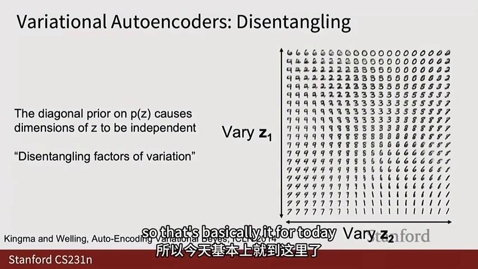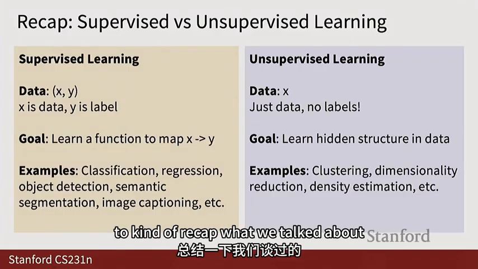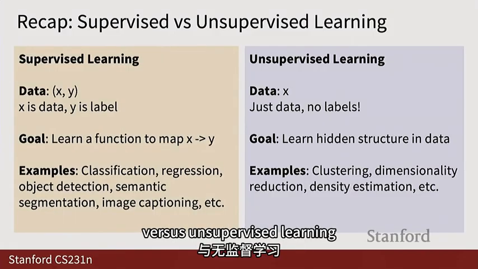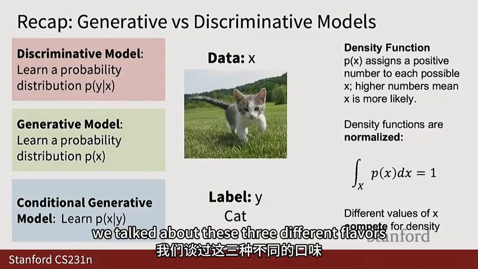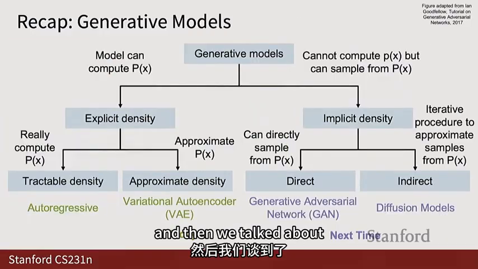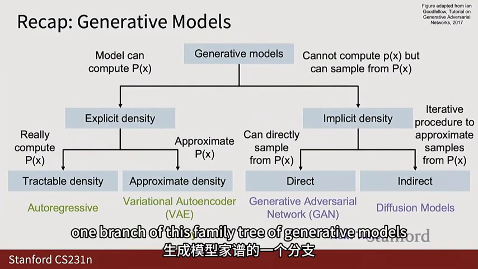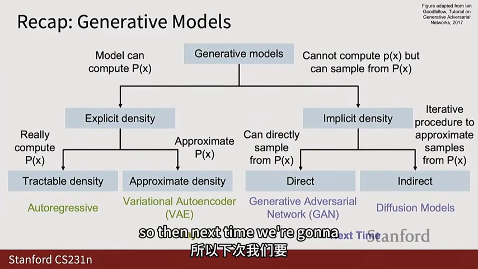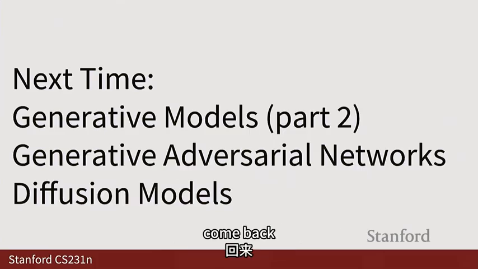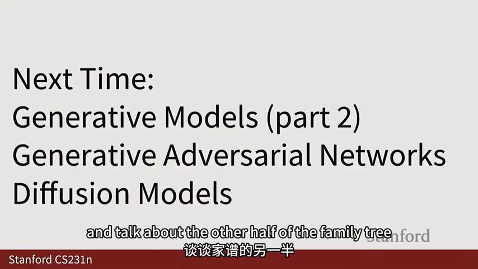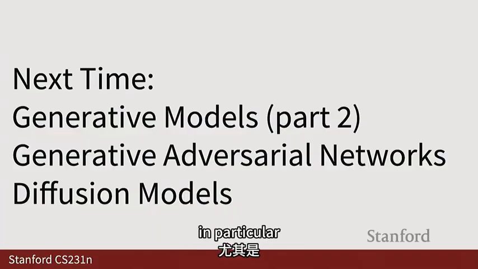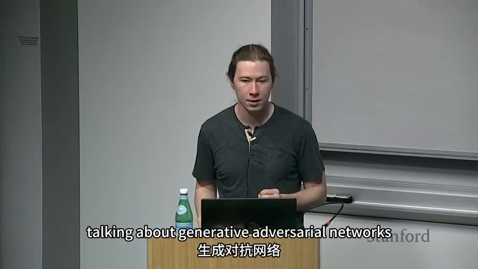So that's basically it for today. To recap, we talked about supervised versus unsupervised learning. We talked about these three different flavors of generative modeling. Then we talked about one branch of this family tree of generative models. Next time we're going to come back and talk about the other half of the family tree, in particular generative adversarial networks and diffusion models.